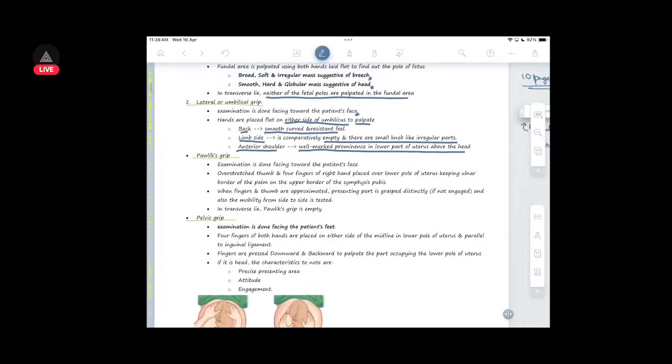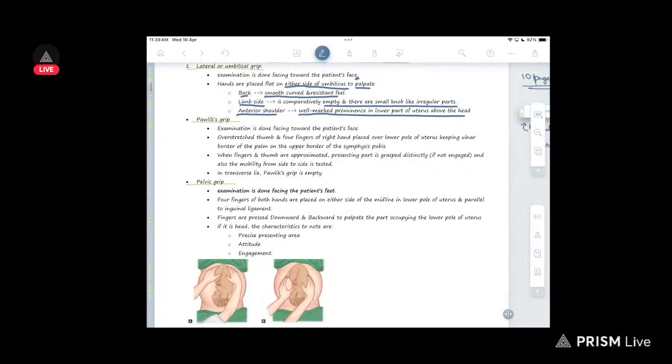So lateral or umbilical grip examination is done while facing the patient's face. On either side of the umbilicus you have to palpate. Back, you'll find smooth, curved and resistant feel. The limb side is empty and there are small knob-like irregularities. Anterior shoulder, you have a marked prominence in the lower part of the uterus above the head.